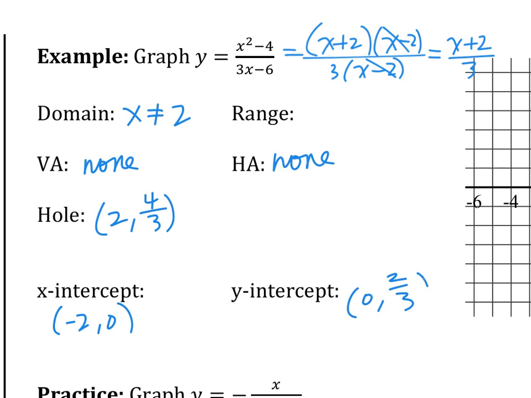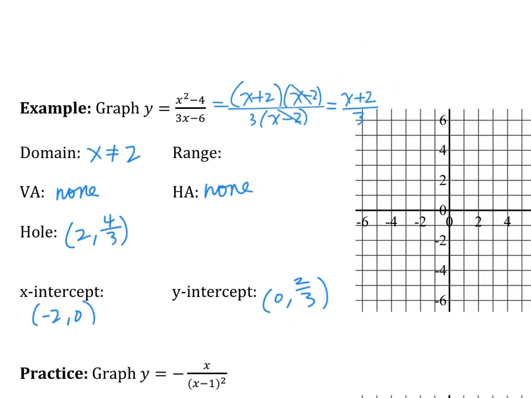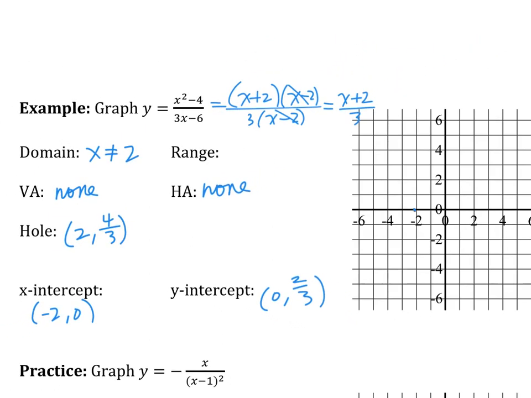Okay, let's go ahead and graph. -2, 0, there's a point. 0, 2/3, there's a point, and then 2, 4/3 is a hole. Okay, we don't have enough to figure out how this looks like. However, I said it will look just like the reduced function.